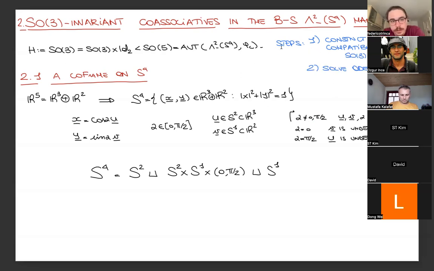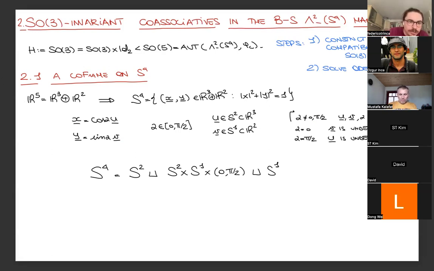The steps that I'm going to describe now are the following. I will first construct some frame compatible with the SO3 action of my ambient manifold, Lambda 2 minus of S4, and then write down the ODE problem that I need to solve, and I'll tell you how to solve it, and so you get the co-associatives out of it.